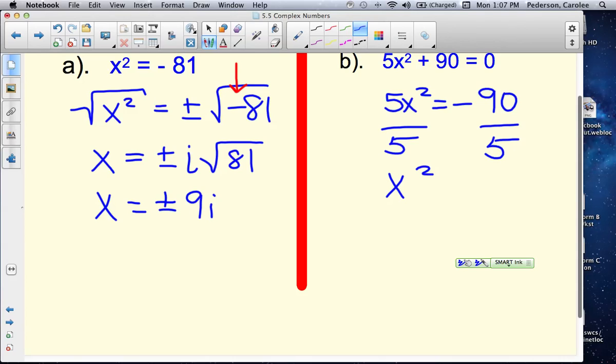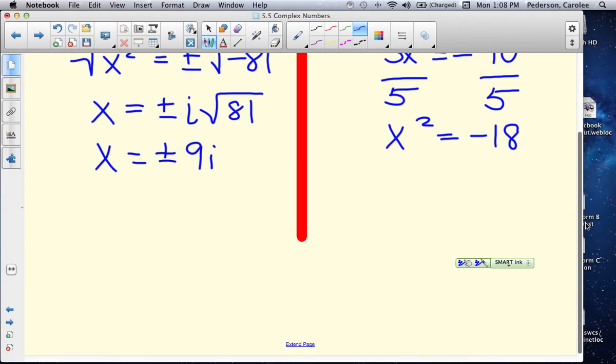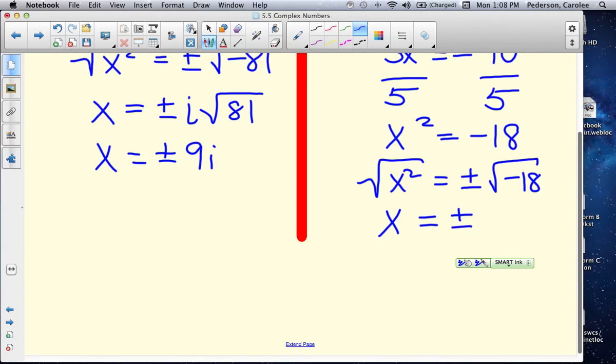So you get x squared equals, and then negative 90 divided by 5 is negative 18. Now we're going to undo the squared. So we're going to square root both sides. Don't forget the plus or minus. That's that common mistake we talked about when we were solving by undoing. The squared and the square root cancel out. Plus or minus. Now we have a negative underneath the radical. Let's replace that with an i out in front.